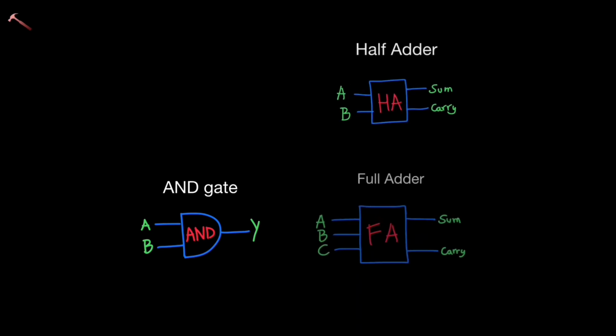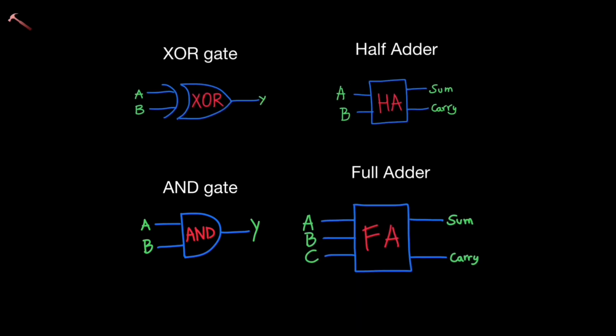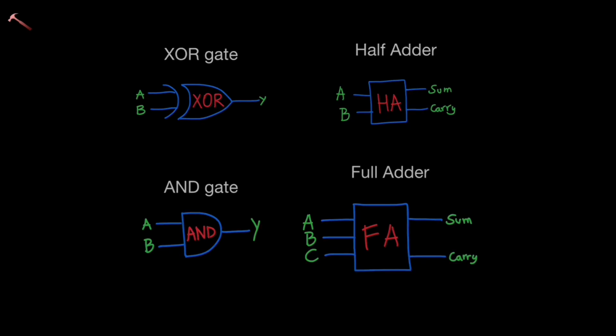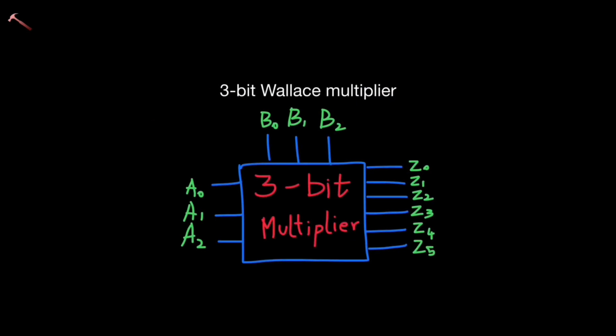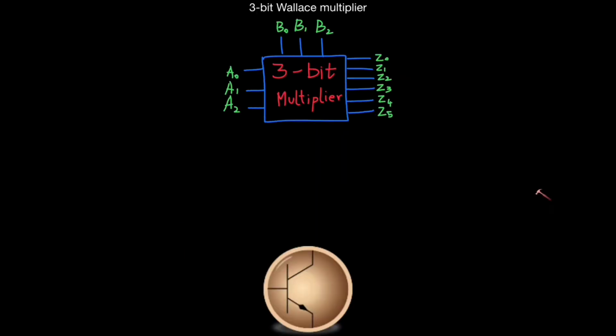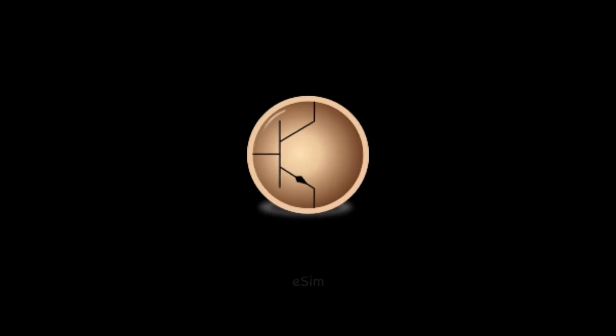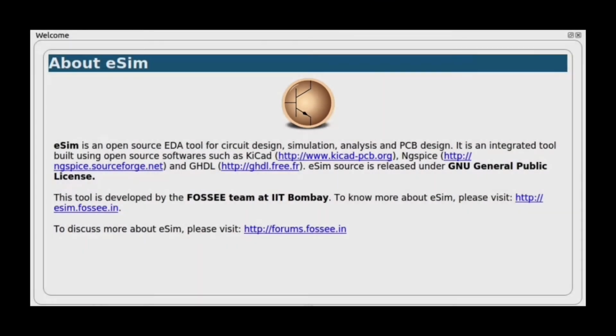At this point, in step 6, the process ends. Thus, to multiply the bits, an AND gate is required, while for the addition, adders are used. Additionally, an XOR gate is required to implement the adders. The Wallace multiplier is built using all these components. Here I shall be using eSim as a workspace. eSim is an open source EDA tool which is integrated with KiCad and NGspice to design and simulate a circuit.